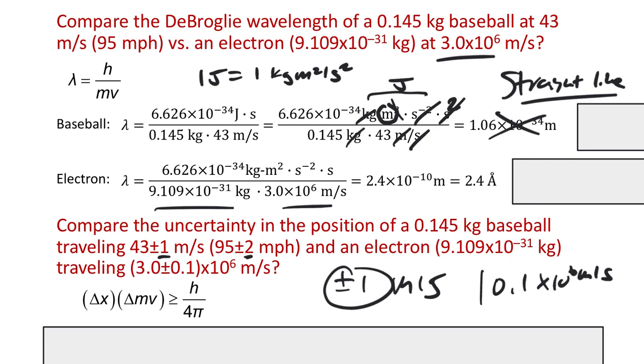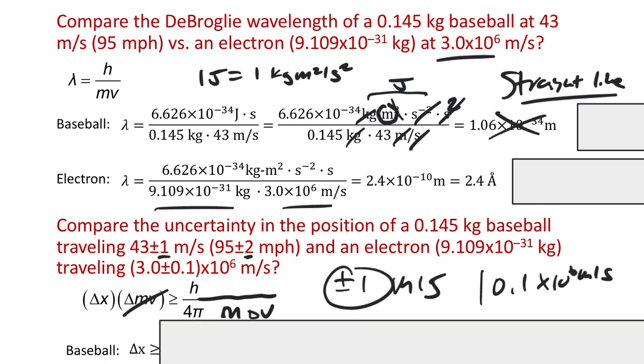So when we plug in, and we might do a little rearranging too, for delta x we're going to want to divide our equation by m delta v. The mass is a constant, the mass isn't changing, it's the uncertainty. So we're going to divide h by 4 pi times mass times delta v, and our uncertainty in the position has to be at least this quantity or greater. And so we're plugging in h.